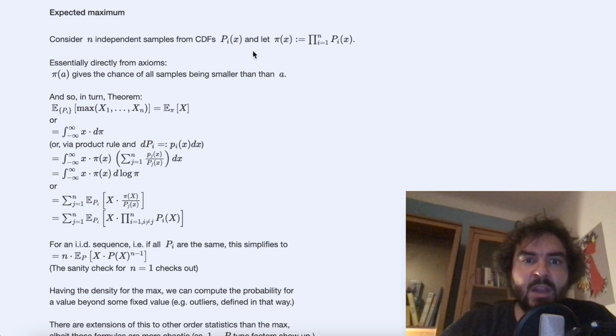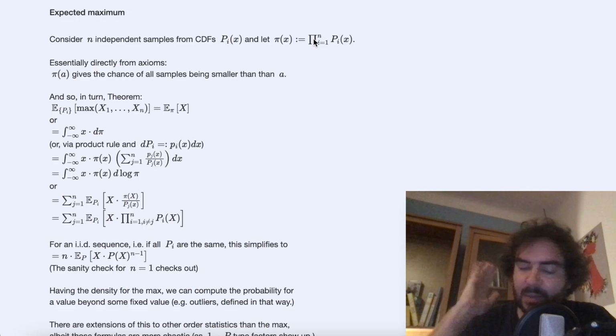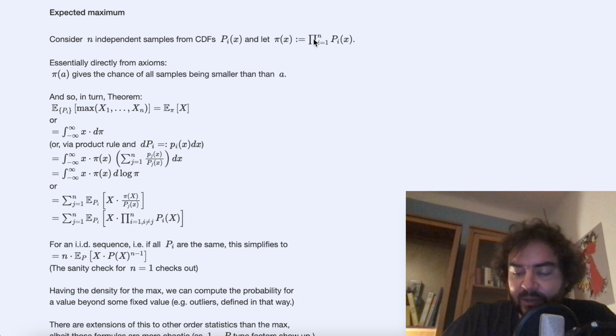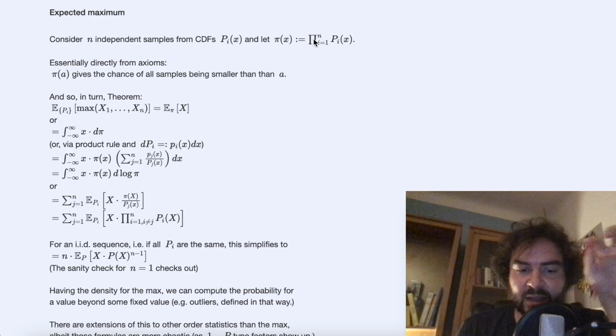I allow for that. Okay, and so if I multiply these distributions together, right, and I plug in some value a, then by the axioms of probability theory I get a function which gives the probability of a random vector, a 4-vector, having all components smaller than a. If I multiply the chances together that each sample lies below a, then I get the chance of all samples lying below a.